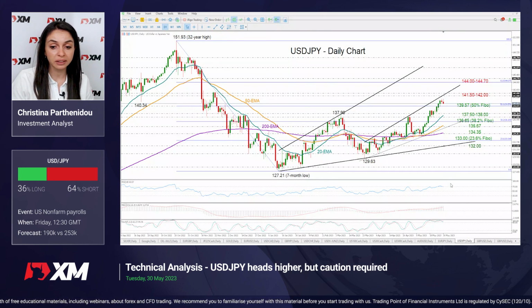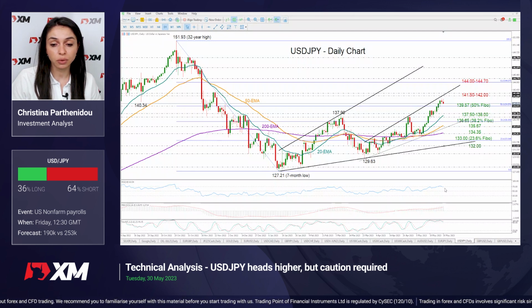From a technical perspective, we can see that the market might be near the overbought zone. The RSI and the stochastics are weakening a bit after touching their overbought levels, so we can't rule out a downside correction. If that proves to be the case, if this weakness persists, then the price may retest the 50% Fibonacci of 139.57 before heading towards the 20-day exponential moving average seen between 137.50 and 138.